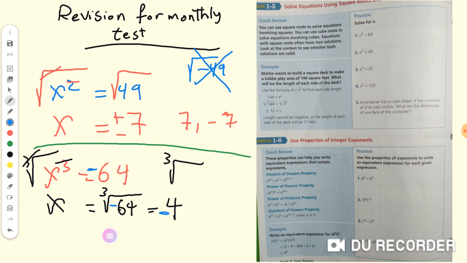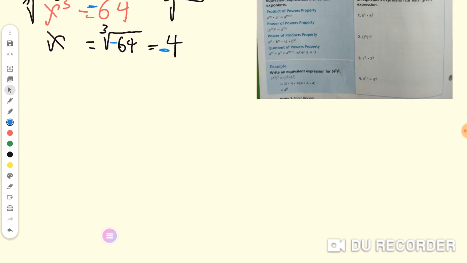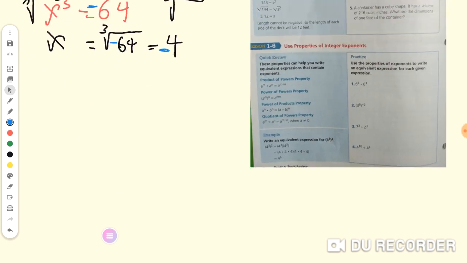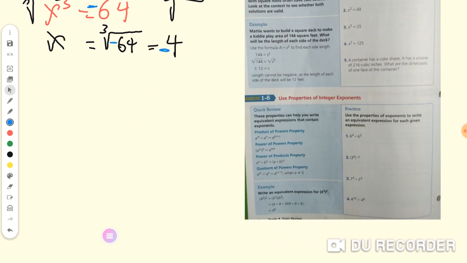Can't be. Okay? Let's move to lesson 1.6, which talks about the properties of power, okay? Integer exponent. So first one, okay, use the properties of exponent to write an equivalent expression for each given number.